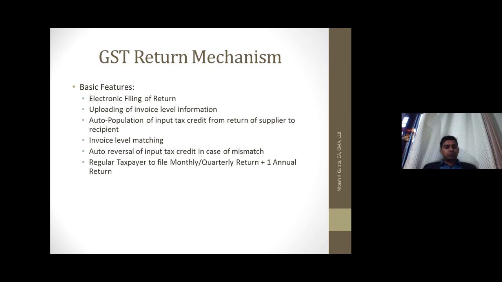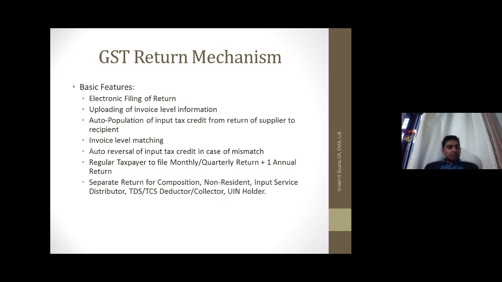A regular taxpayer has to file a monthly or quarterly return, plus one annual return. Quarterly return is allowed up to 5 crore of turnover, and for more than 5 crore of turnover, a monthly return is required to be filed. There is a separate return for composition, non-resident, input service distributor, TDS deductor, TCS collector, and UIN holder. Who are these people?